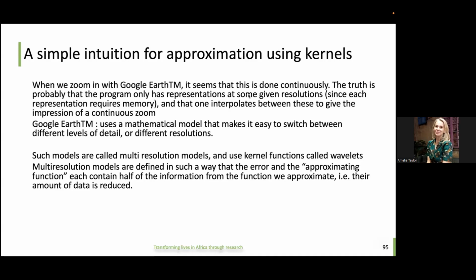So when you zoom out, you are going into a different dimension, and you will only see that kind of representation of the data. So the kernels would be something like that. It makes it easier to switch between more detail and less detail. So it's a bit like Google Earth, looking at the data at different resolutions.